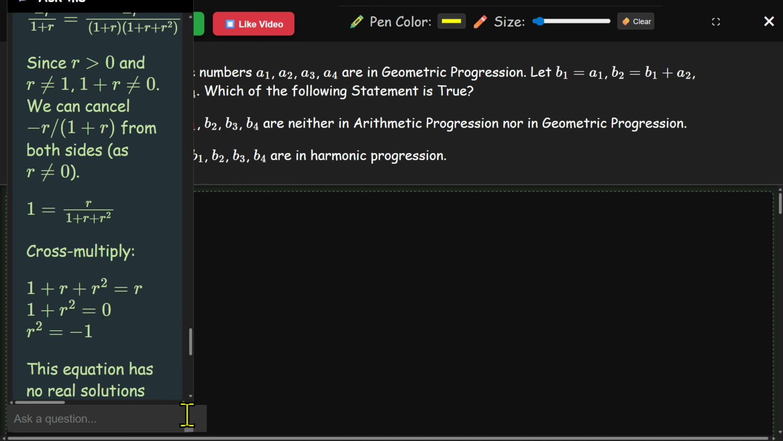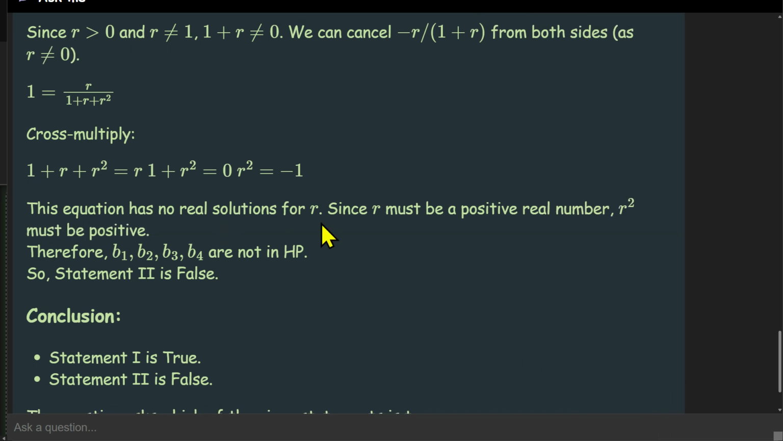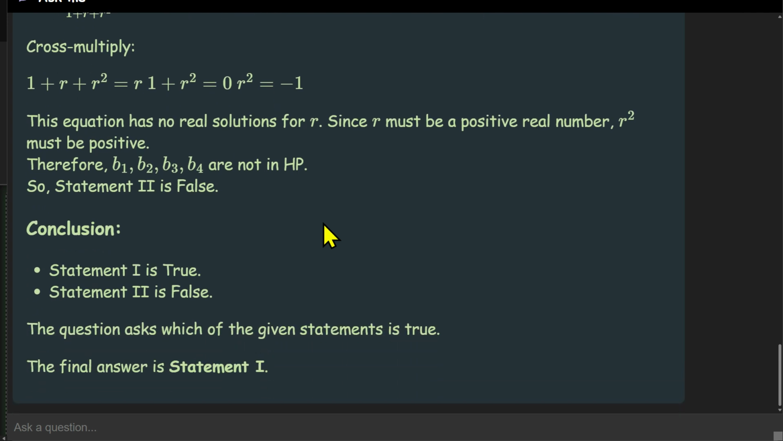This equation has no real value solution for r since r must be a positive real number, r square must be positive. So B1, B2, B3, B4 are not in HP. The statement 2 is false. So statement 1 is true, statement 2 is false. Clear? Next.